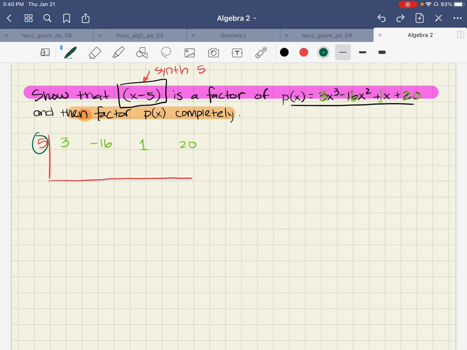Okay, so let's test it out. So the first thing we do, the first step is always bring down the first number. No matter what, you're always going to do that. So I always draw an arrow under the first number.